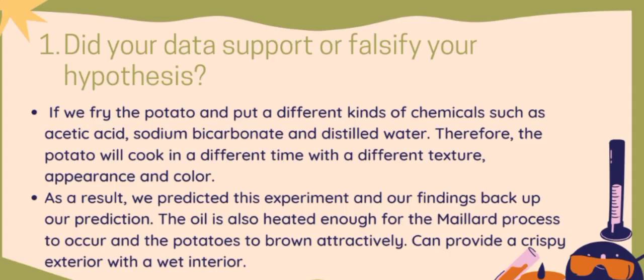Conclusion. Number 1. Did your data support or falsify your hypothesis? So, if we fry the potato and put different kinds of chemicals such as acetic acid, sodium bicarbonate, and distilled water, the potato will cook in a different time with a different texture, appearance, and color. As a result, we predicted that this experiment and our findings back up our prediction. The oil is also heated enough for the Maillard process to occur and the potatoes to brown attractively, and it can provide a crispy exterior with a wet interior.